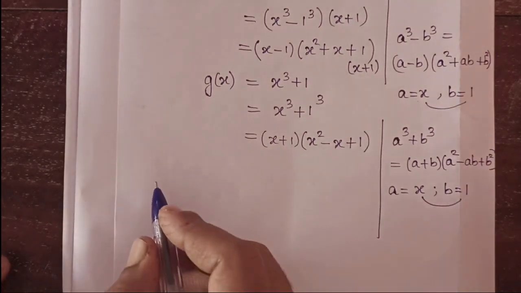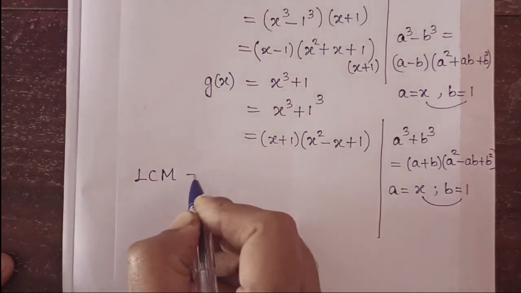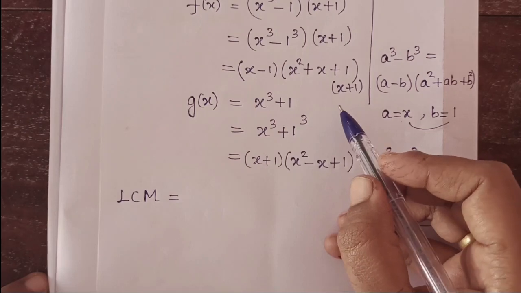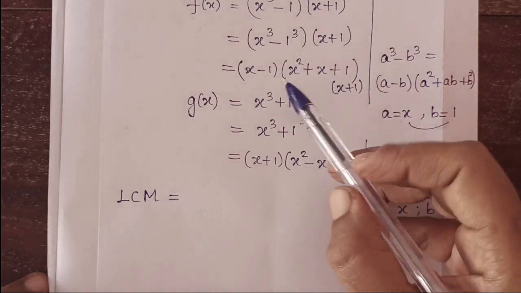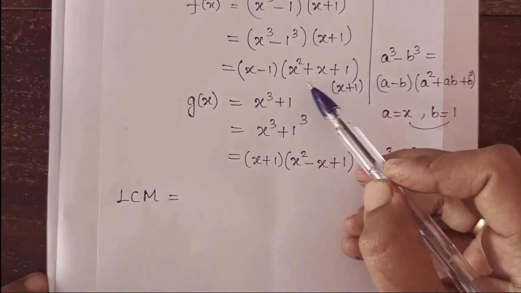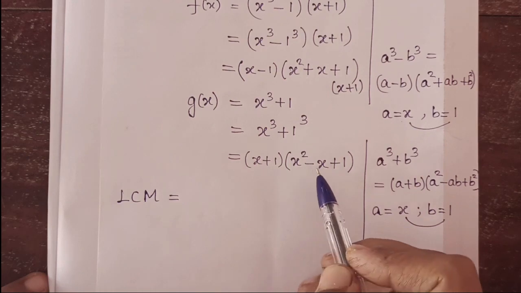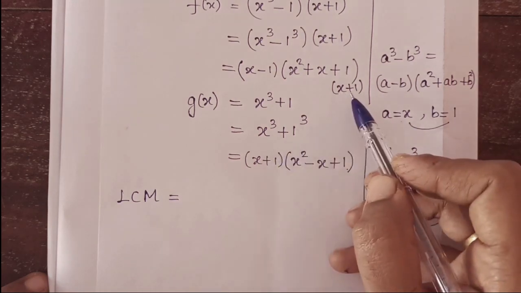Now we need to find the LCM first, then GCD. So LCM, first you need to select the common terms and among the common you need to choose the highest power. Here see, is there any common term? Here x minus 1 and x square plus x plus 1, here x plus 1 and x square minus x plus 1. So there is only one common term. What is that? x plus 1.